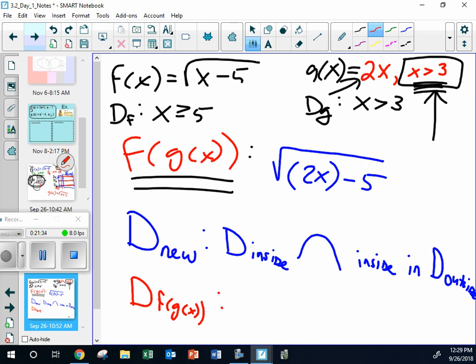The domain of f of g of x is, what is the domain of the inside? Which one's on the inside? G. So therefore, d of g intersected with, what's the inside function? G, and we're going to say g of x. Could have just said g, and it would have meant that, by the way. In, what is the domain of the outside function? It's the domain of the f function in this case.